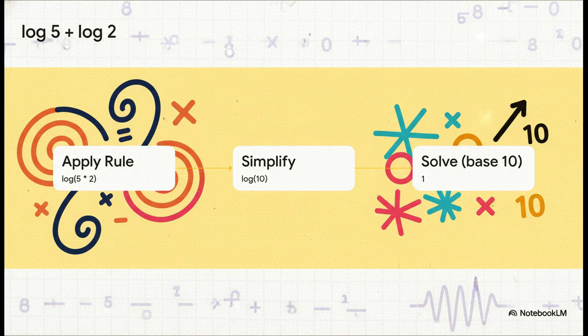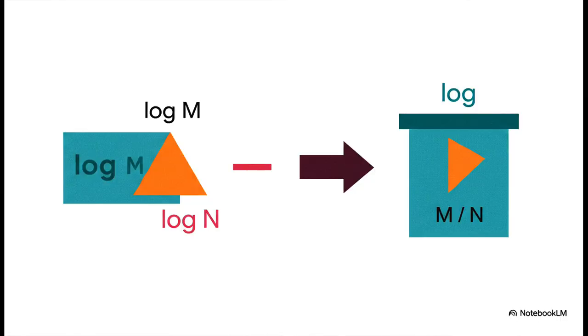Whenever you see that, you can assume it's the common base 10. So, using our rule, we combine them into the log of 5 times 2, which is just log of 10. And now the question is simple. What power do you have to raise 10 to get 10? Well, that's just 1.